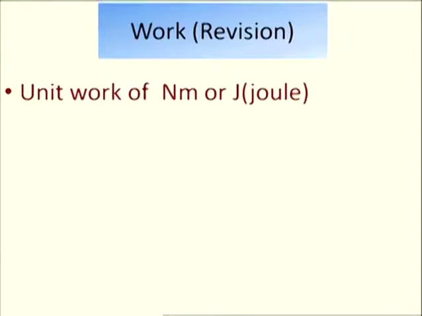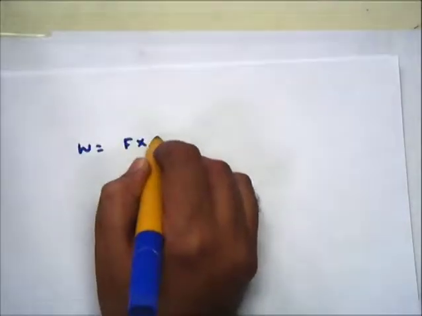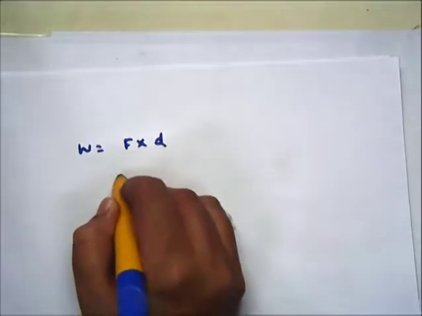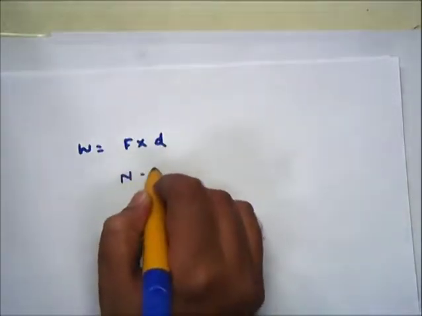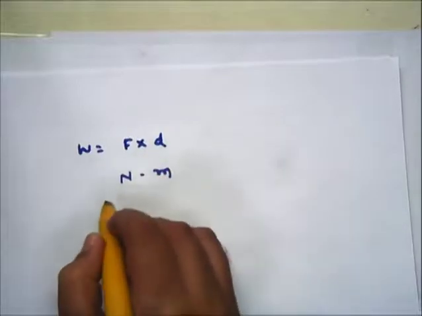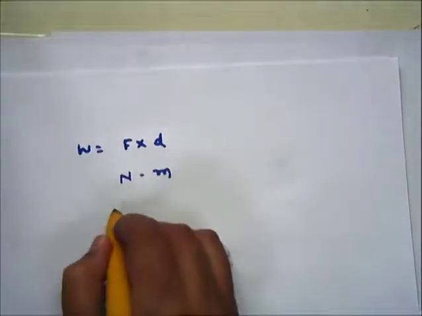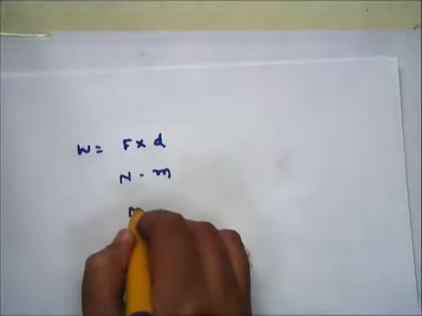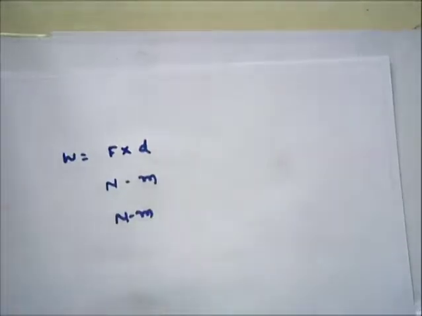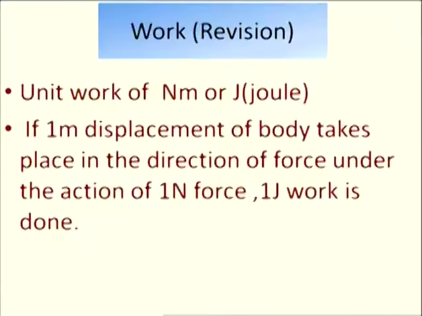What is the unit of work? Work is F into D. F is force, which is in Newton, and D is displacement, which is in meter. So naturally the unit of work done is Newton meter. If 1 meter displacement of a body takes place in the direction of force under the action of 1 Newton force, 1 joule of work is done.